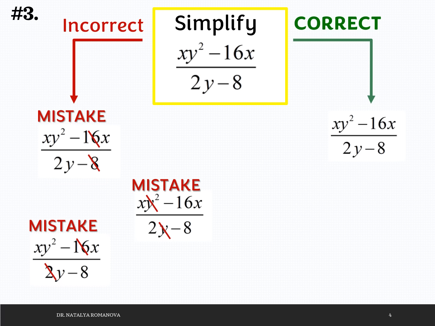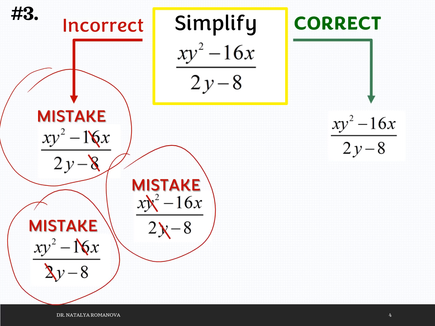Example 3. We have to simplify xy squared minus 16x over 2y minus 8. On the left side, those are mistakes. We cannot do it like that. We will follow the correct way. The first step, we have to factor the numerator and denominator. It would be x, the common factor here, times (y squared minus 16), over the common factor in our denominator, 2. So I can distribute 2: it would be 2y minus 4.